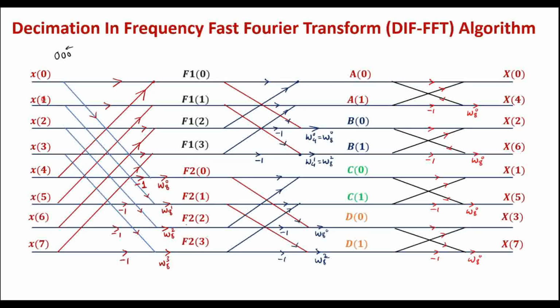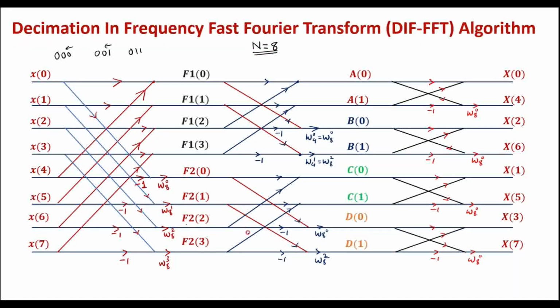Similarly, 1 is represented in binary as 0, 0, 1. In reverse, it will become 1, 0, 0. So 1, 0, 0 is equivalent to 4. So here I have written 4. Similarly, 2 is same as 2, and 3 is nothing but 0, 1, 1. In reverse way it is 1, 1, 0, that is 6. Similarly, 4 will become 1, 5 will become 5 only, 6 will become 3, 7 will become 7. So outputs are in bit reversal. Input sequence is in order, whereas output sequence is in bit reversal order. So this is the complete signal flow graph of DIF-FFT algorithm considering N is equal to 8.